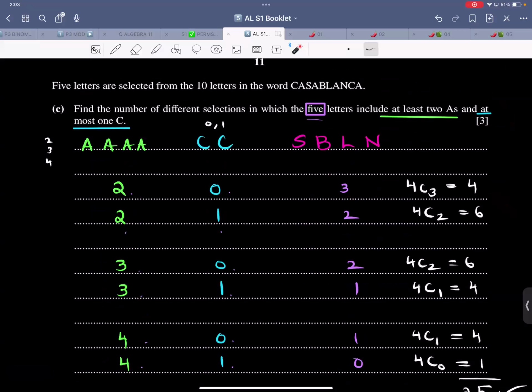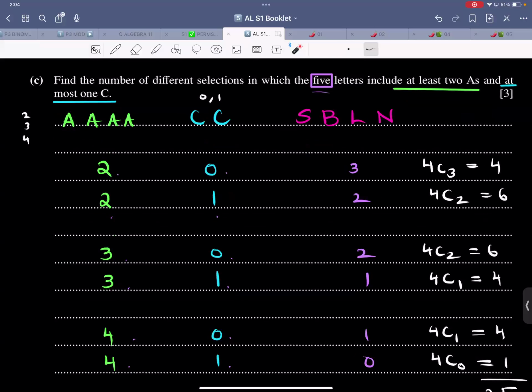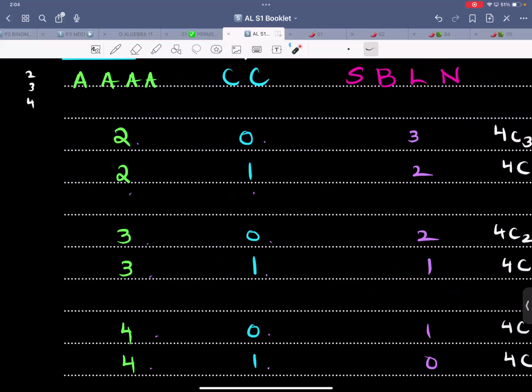Another question. 5 letters are selected from the 10 letters in the word Casablanca. Find the number of different selections in which the 5 letters include at least 2 A's and at most 1 C. Perfect question. At least 2 means either 2 or 3 or 4. At most 1 C means either 1 or 0. So now you have to find a perfect balance between the two. First of all, just focus on the A's and the C's.